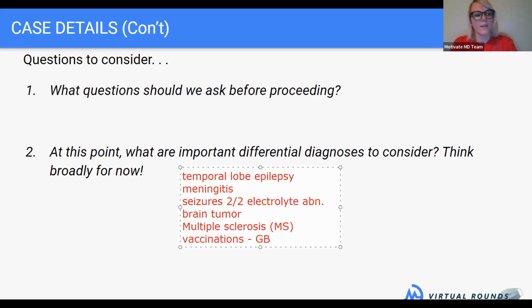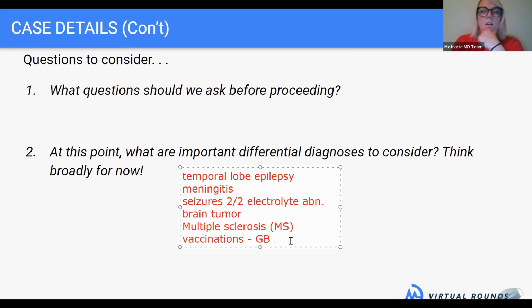What else, guys? Anything else you want to consider here in terms of seizures? We talked about electrolytes. We talked about temporal lobe epilepsy, so abnormal electrical activity. We're talking about infection here. We're talking about electrolytes here. We're talking about a tumor here. We're talking about autoimmune. And then we're talking about environmental with Guillain-Barré, which is ascending paralysis, basically, that can cause seizure-like activity as well. All right, I think this is a good differential.